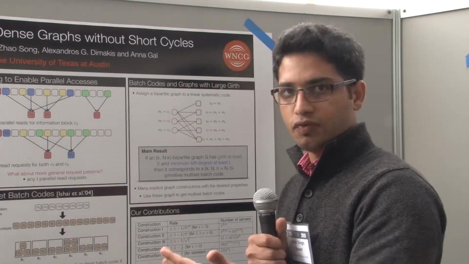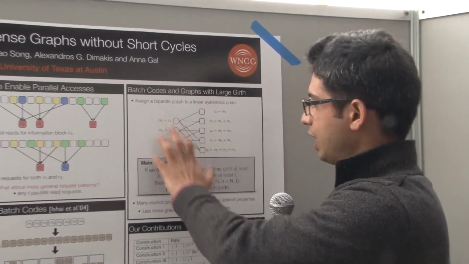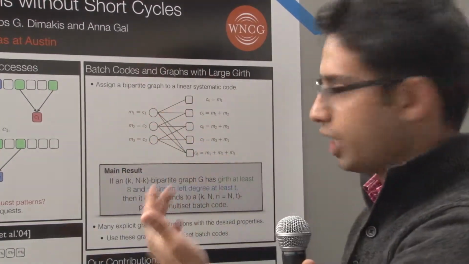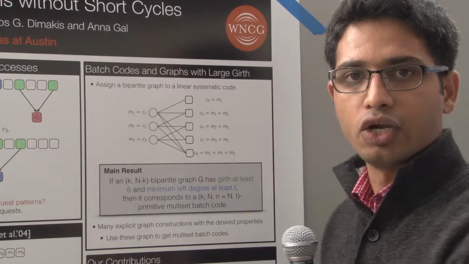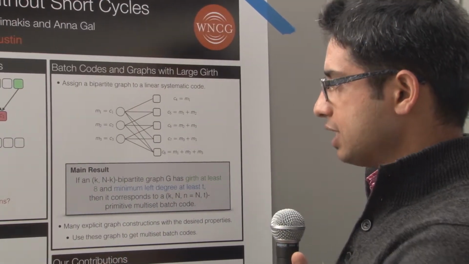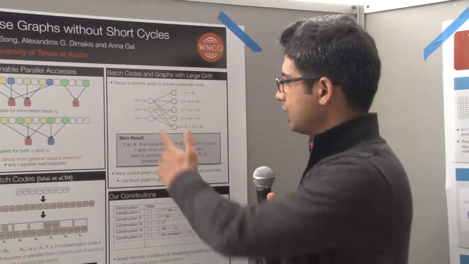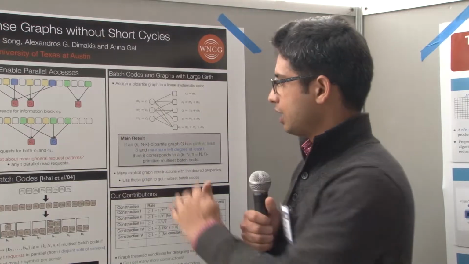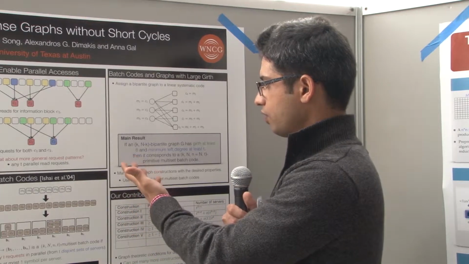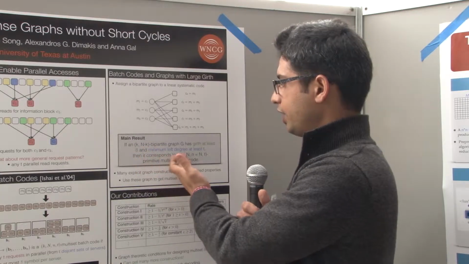And the particular requirements we need are these. Given a systematic code, we map it to a bipartite graph where the left side nodes are your systematic nodes, and the right side nodes are your parity nodes. You draw an edge between a systematic node and a parity node if that systematic node participates in that parity node. Then the main result of the paper says that if this bipartite graph does not have any 4 and 6 cycles, and the degree of each left node is at least t, then this graph gives you a multi-set batch code. So your problem has reduced to designing graphs with no 4 and 6 cycles and minimum left degree t.